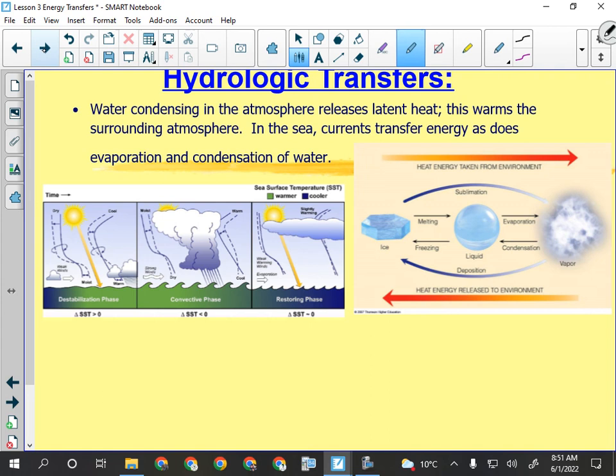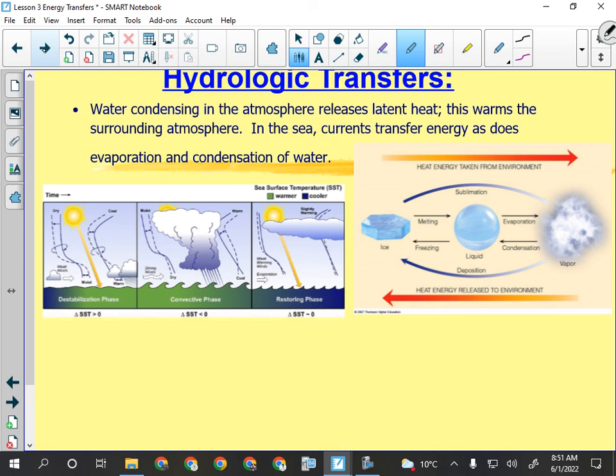Okay, hydrologic transfers, again, that's mostly through the water cycle, okay, and we're talking about putting that latent heat, the energy that's stored by water vapor into the air, okay, the atmosphere can move it to different places, and then when it condenses, it releases that as sensible heat, the precipitation falls to the ground, okay, and energy has been transferred via the water cycle. Okay, so that's the big thing there. Water condensing in the atmosphere releases the latent heat that warms the surrounding atmosphere.